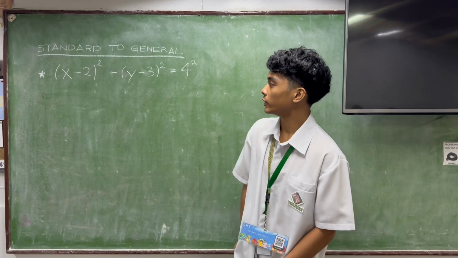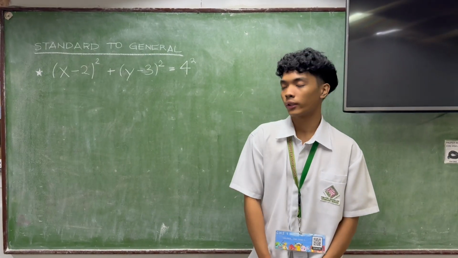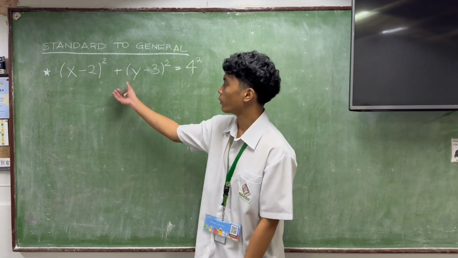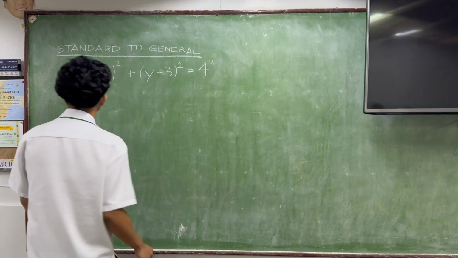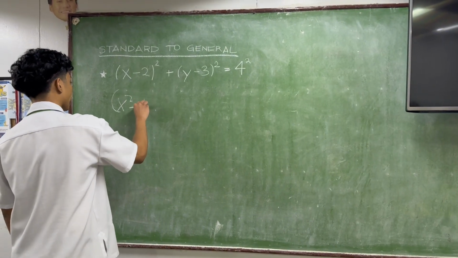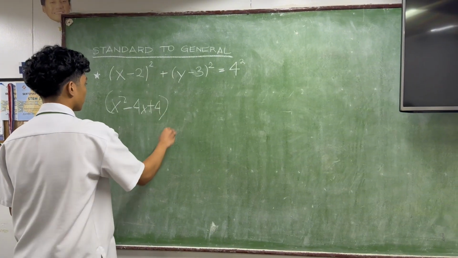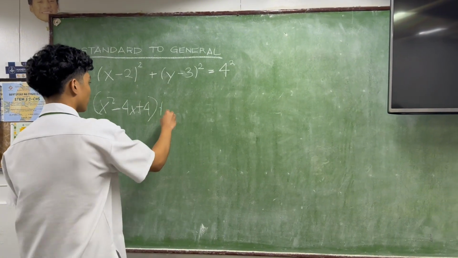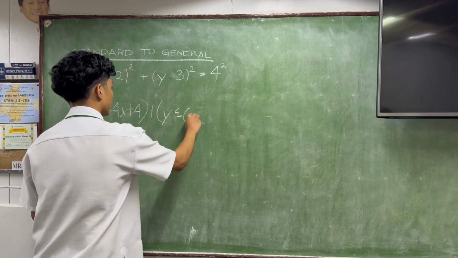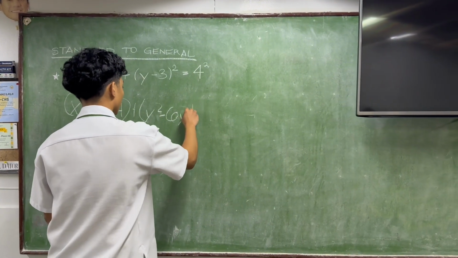Now, the given equation is (x minus 2) quantity squared plus (y minus 3) quantity squared is equal to 4 squared. For the first one, we can expand both of the terms. For the first term, x squared minus 4x plus 4, plus the second term, y squared minus 6y plus 9.